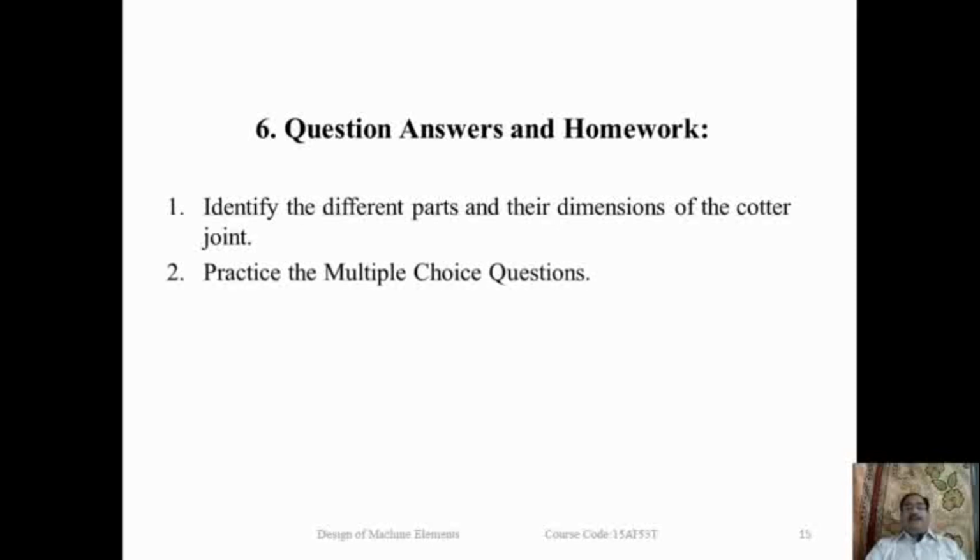And the second one is to practice the multiple choice questions. In the multiple choice questions, each question has 4 answers, and all the questions are based on this session only. So you have to practice the multiple choice questions. Let us study the multiple choice questions one by one.